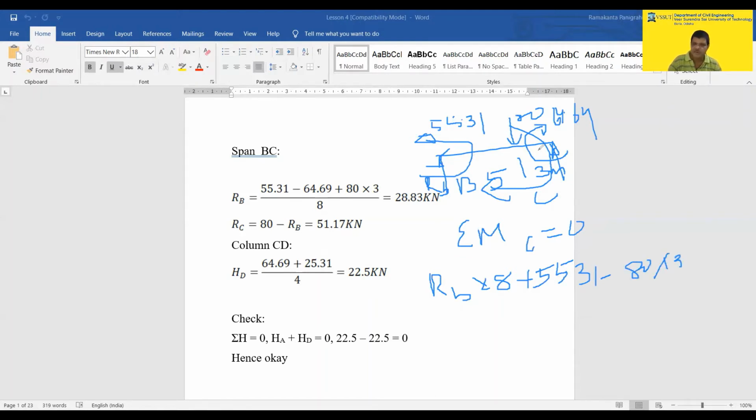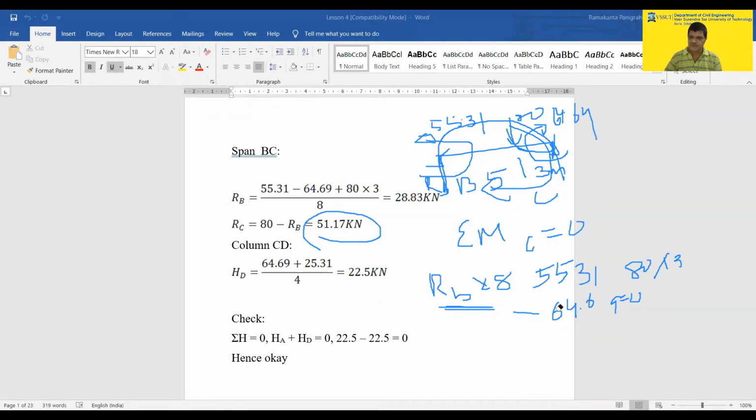this will also give anti-clockwise moment. So plus 80 into 3, minus 64.69, that is clockwise, is equal to 0. So from this we can find the value of RB. RB value will come from here, and then from RB plus RC is equal to 80, we can find the value of RC. This is giving a clockwise moment, so these values will be minus.